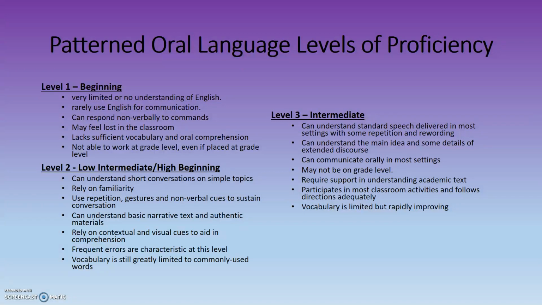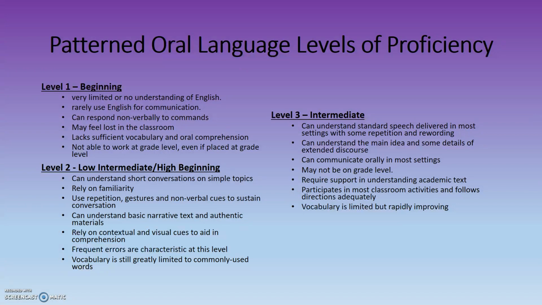Level 2 is low intermediate. The student can understand short conversations on simple topics, can rely on familiarity, can use repetition, gestures, and nonverbal cues to sustain conversation, and can understand basic narrative text and authentic materials. They can rely on contextual and visual cues to aid in comprehension. They may have frequent errors in their work and in their speech, and vocabulary is still greatly limited to commonly used words.